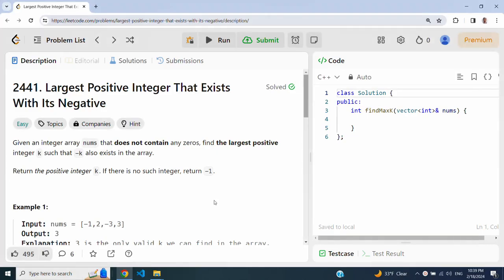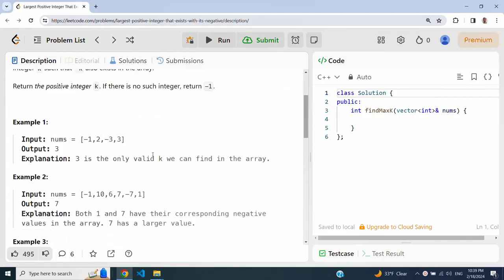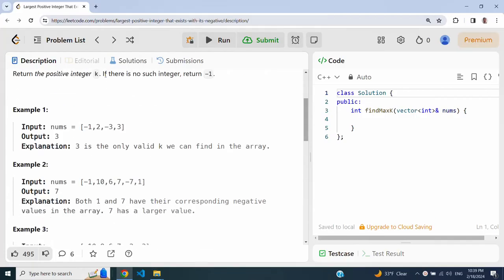Let's solve LeetCode 2441, largest positive integer that exists with its negative. Given an integer array nums that does not contain any zeros, find the largest positive integer k such that -k also exists in the array. Return the positive integer k. If there is no such integer, return -1.